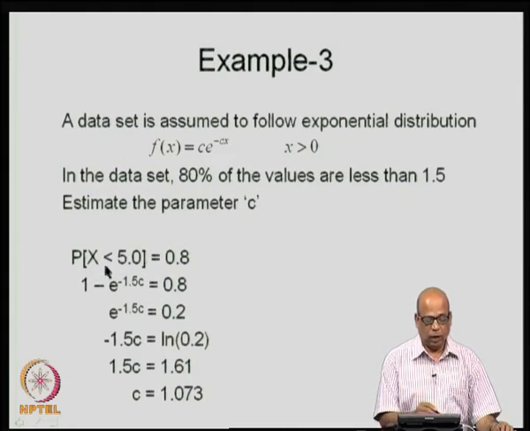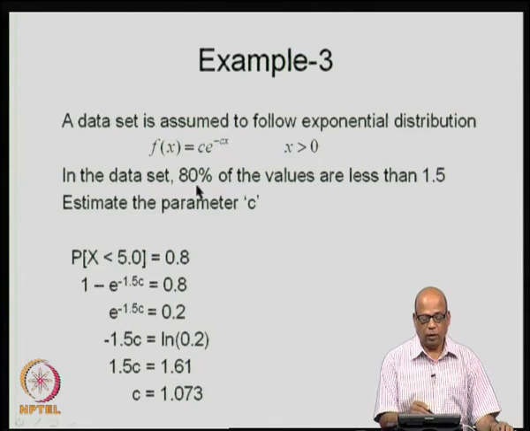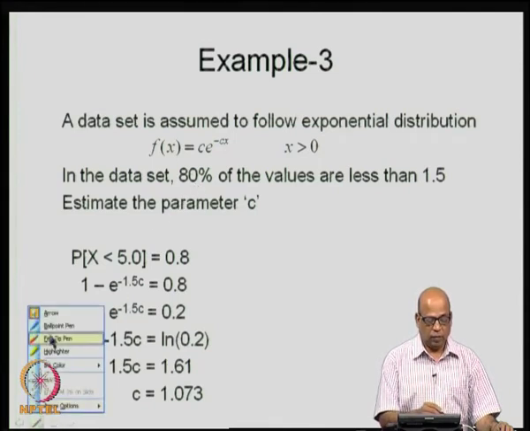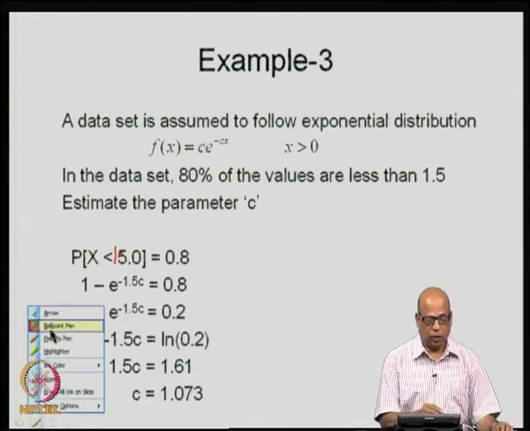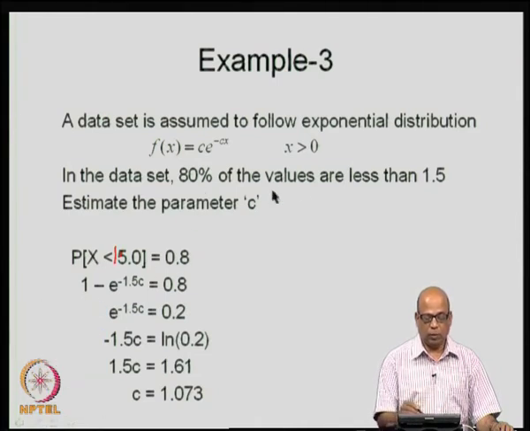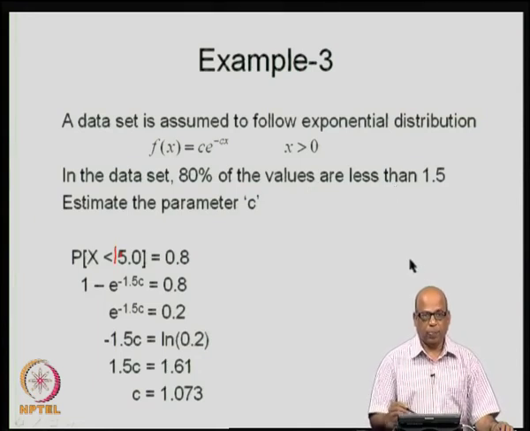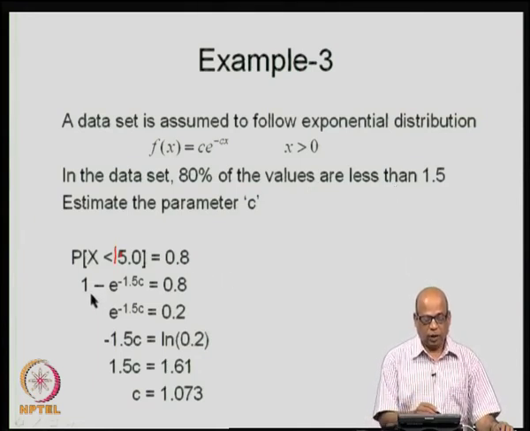So, probability of x being less than or equal to 1.5 is given as 80%. So, here we are saying this should have been 1.5. So, probability of x being less than or equal to 1.5 is 0.8, because 80% of the values are less than 1.5. Then from this we write, you know that F of x for the exponential distribution.